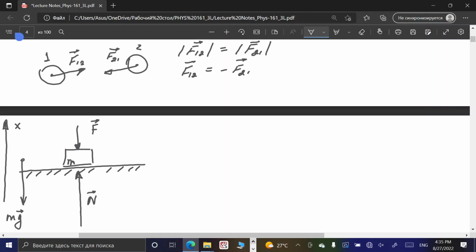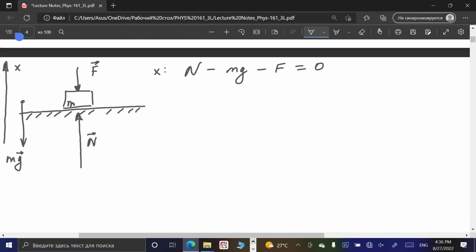So if we consider that this block doesn't move anywhere, we can write for direction of axis X. What is positive here? Positive here is reaction N, because it coincides with the positive direction of axis X. So we can write N minus M times G, because this weight is directed downwards, opposite direction of axis X, and also minus F, this exerted force on top of the block. This should be equal to zero, because we have stationary condition and there is no acceleration. If there is some acceleration, then we have on the right side of this equation mass of the block times acceleration. But in this case, we consider stationary condition.